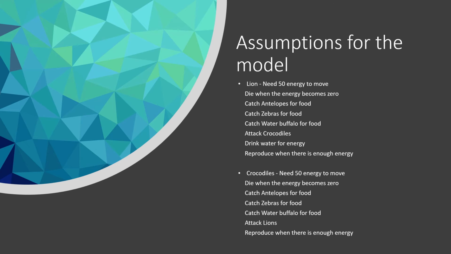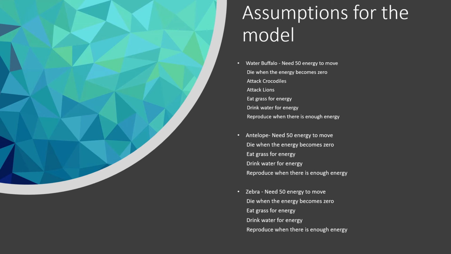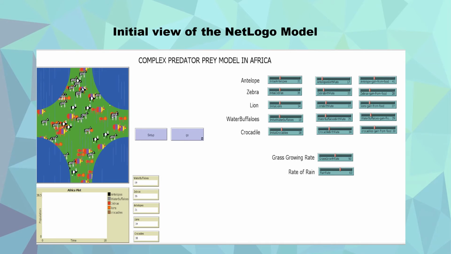Now this is the most important part, because in order to have a complete project I need to have certain assumptions, otherwise it won't work properly. So I had some assumptions which are mainly related to their habitat. For example, for the lion I had 50 energy for moving, and then the energy becomes 0. I also defined how they catch an antelope, zebra, and water buffalo, and how they attack a crocodile, and I implemented certain assumptions for all 5 animals in order to write the code within the NetLogo model.